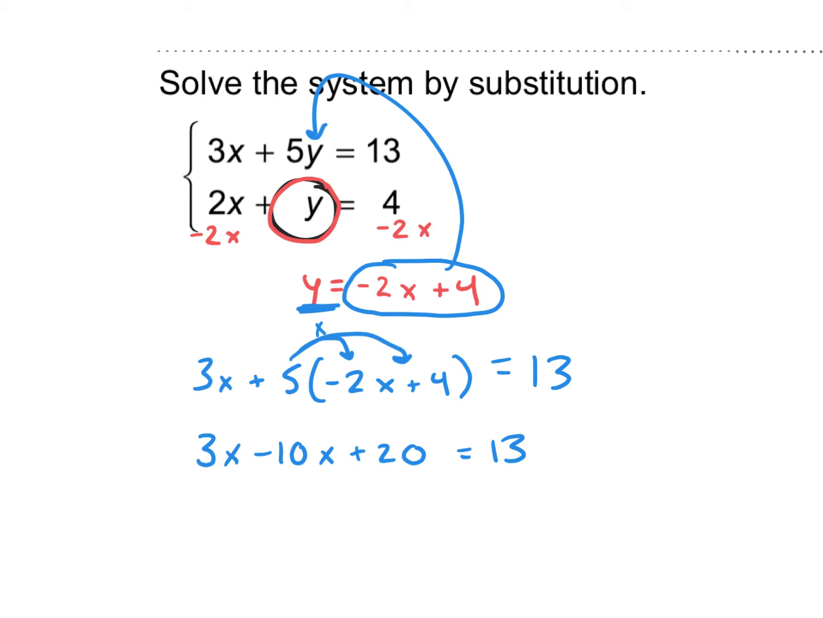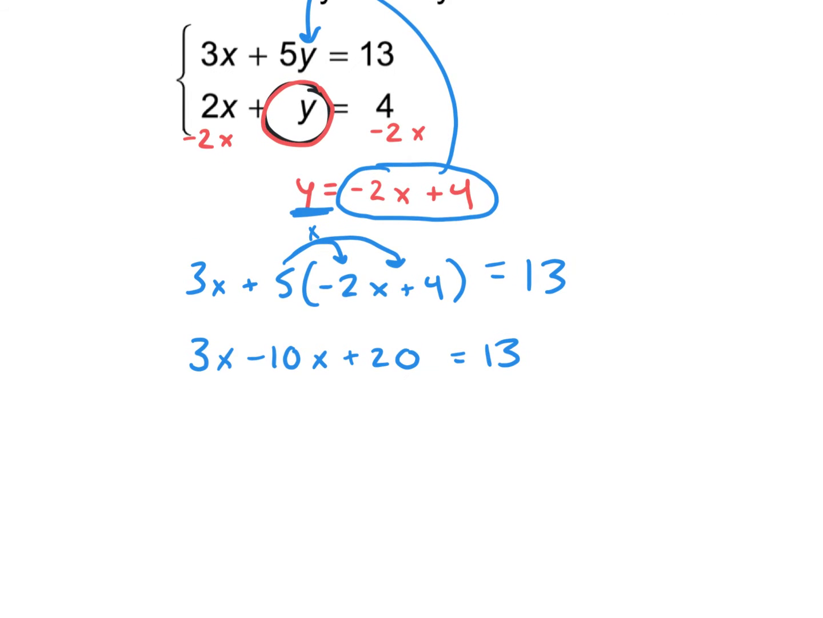Now I want to combine my like terms, get all my numbers to one side, all my variables to the other side. Do I have any like terms that I can combine here? Negative 10x and 3x. What's 3x minus 10x? Negative 7x plus 20 equals 13. What do I want to do next? Subtract 20. So I have negative 7x is equal to, what's 13 minus 20? Negative 7. Then what can I do to solve for x?